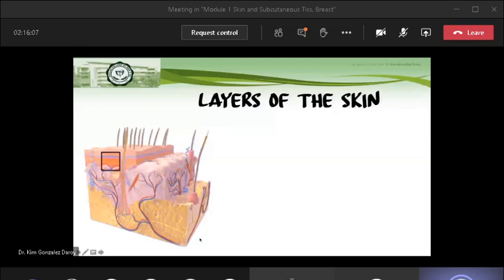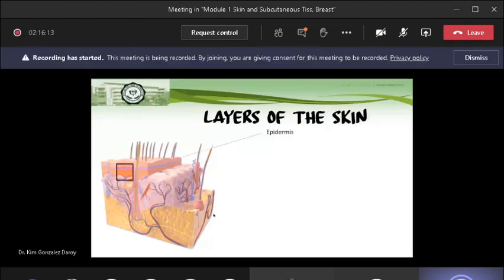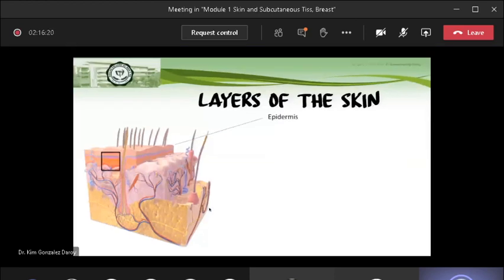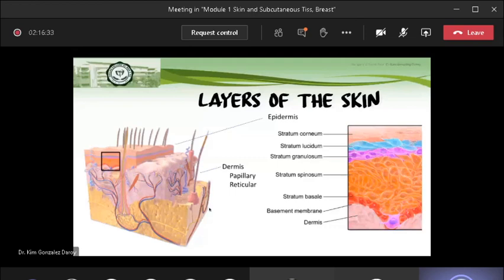composed mainly of regenerating keratinocytes that are moving up through four or five histologically distinct layers. This layer, the epidermal layer, is avascular, so it obtains all its nutrients from the dermal vasculature by diffusion. Deep to the epidermis lies a thick layer of connective tissue, which is called the dermis. It consists of collagen for strength and elastin for flexibility.